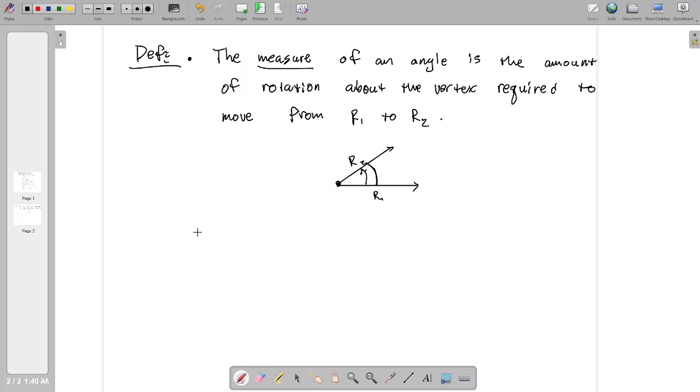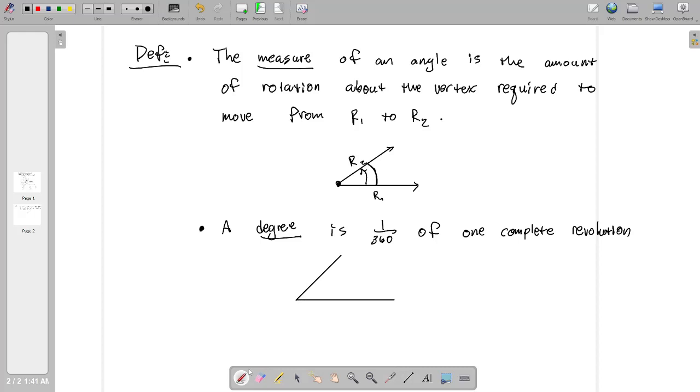So we have two different measures. A degree is 1/360th of one complete revolution about the vertex. Now, this unit of measure is one that we should all be pretty familiar with. 360 degrees is a full revolution. 180 degrees would be a half revolution, like turning around. And then you have the 45 degrees and all that stuff. And we'll go into those a little bit more later on.